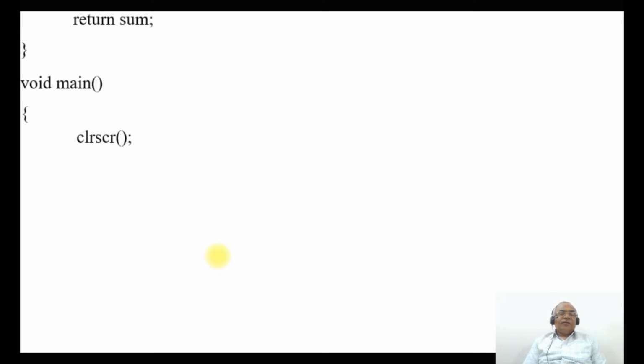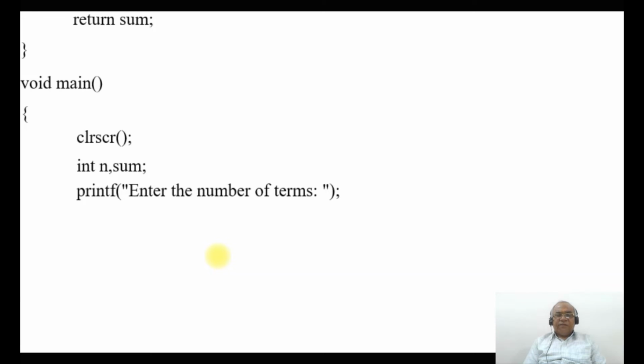Now we go for the main function. Of course, we don't use the clear screen because we are not using the conio.h, because we are using Code Blocks. If you are using the C compiler, then you have to write the clrscr. Then int n comma sum. Then printf, enter the number of items. I want the number of items. I will say 5. That is what I have executed.